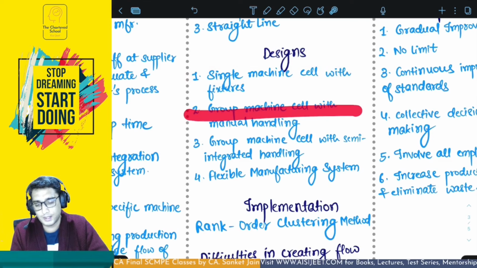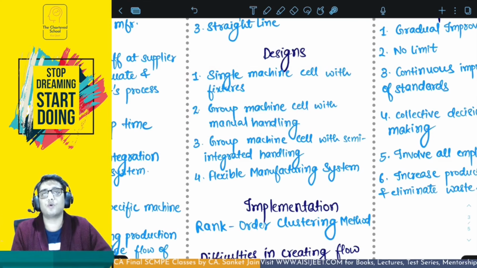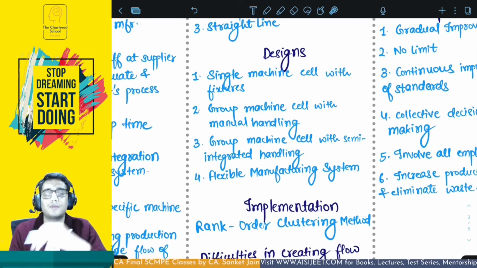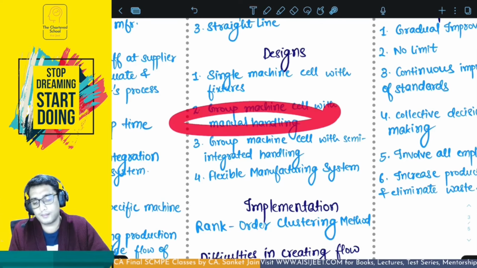Second is group machine cell with manual handling. So there are more than one machine, of course, because of the group machine cell structure. It has manual handling, which means that if the product has to move from one machine to another machine, that is done by the labor.